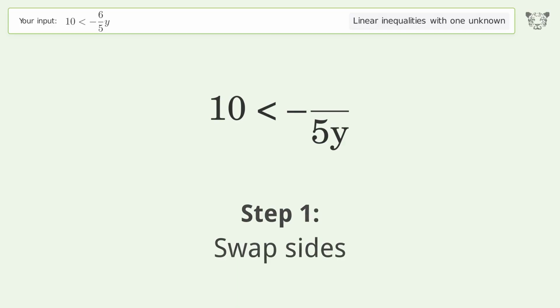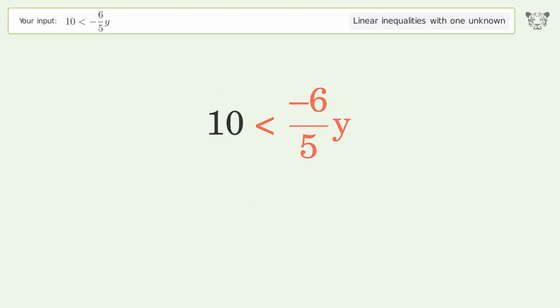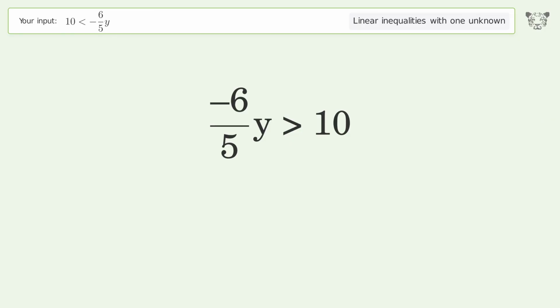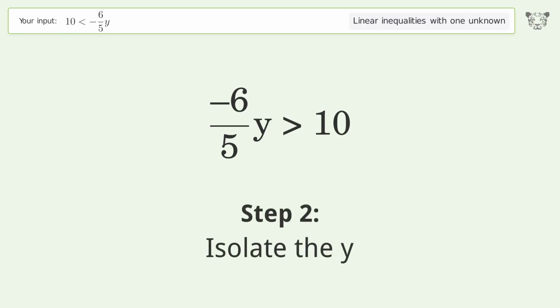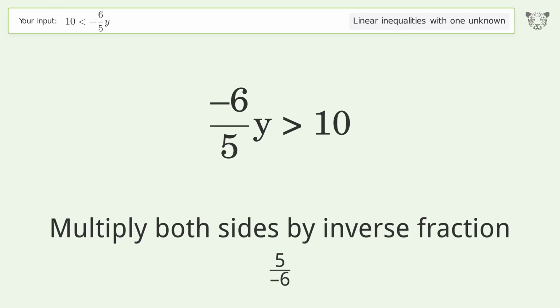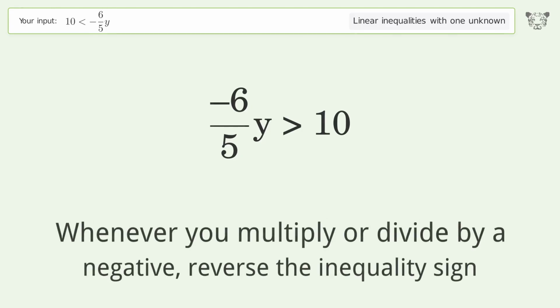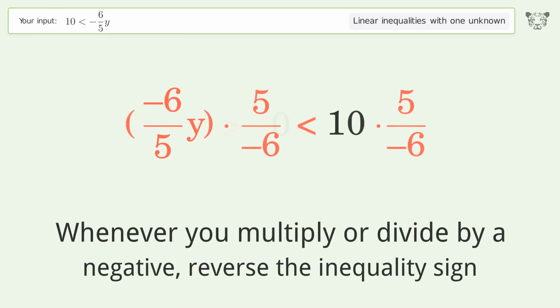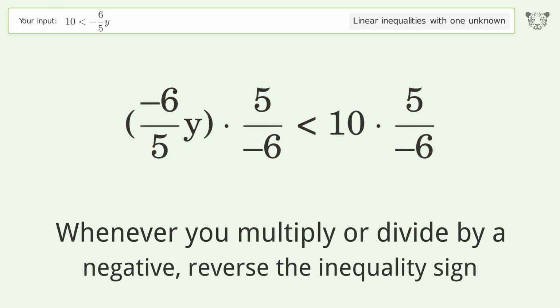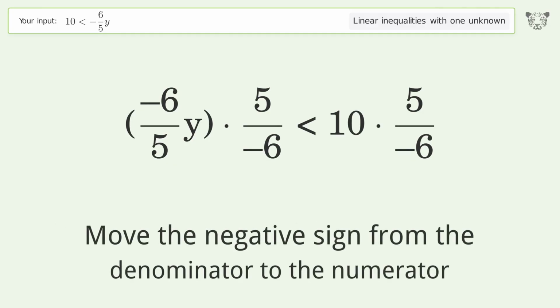Swap sides. Isolate the y. Multiply both sides by inverse fraction 5/6. Whenever you multiply or divide by a negative, reverse the inequality sign. Move the negative sign from the denominator to the numerator.